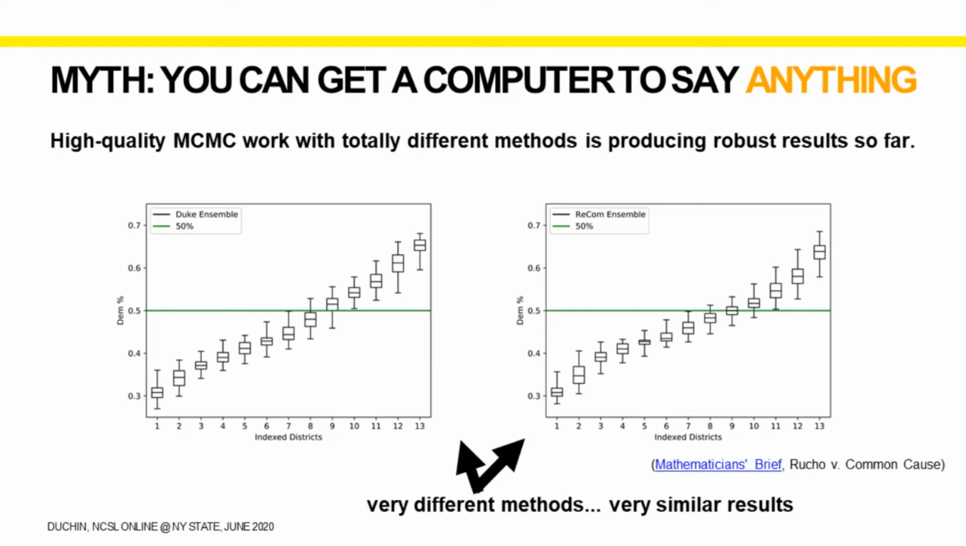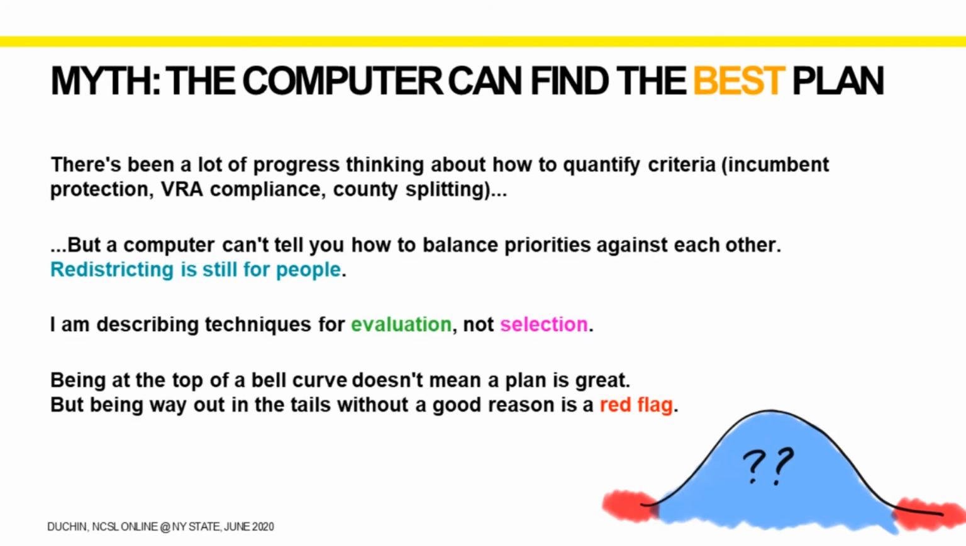So, for instance, I and my colleagues filed an amicus brief with Common Cause last summer, showing that different groups with different methods were replicating each other's results pretty closely. And I'll show you a little bit about what those results look like in a few slides. But I'm trying to set it up and frame the work for you first.